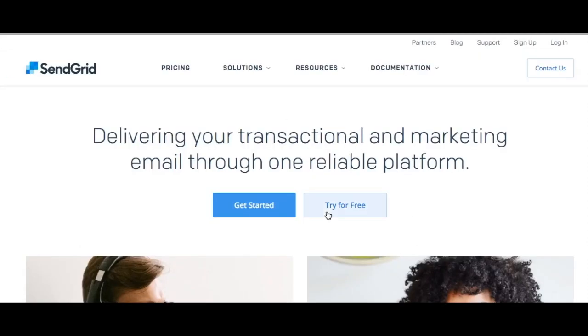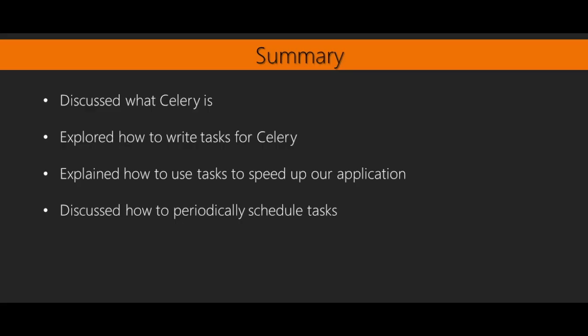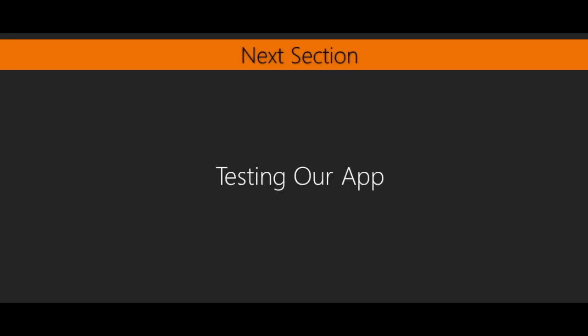So let's wrap up what we have accomplished in this section. We've been introduced to Celery, a program that allows us to write functions that run in parallel to our application and do not pause execution of the server. We saw how we could write tasks for Celery and how we could call tasks and integrate them into our application. We also learned that we can have tasks executed on a very specific periodic schedule. In the next section, we are going to examine how to ensure our application's code is correct through automated testing.